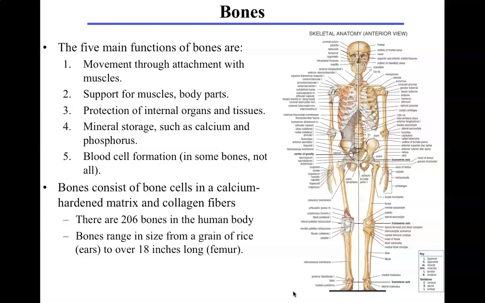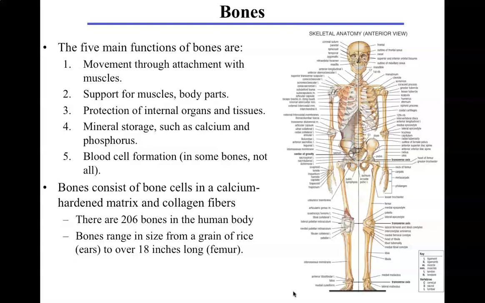4, bones provide mineral storage, so we store good stuff like calcium and phosphorus in our bones. If you're low on calcium or low on phosphorus, your body can just pull it out of your bones, storage. And then 5, your bones make blood, all right? But this is only in some bones, especially larger bones like your femur. But the point is, your blood is produced by your bones.